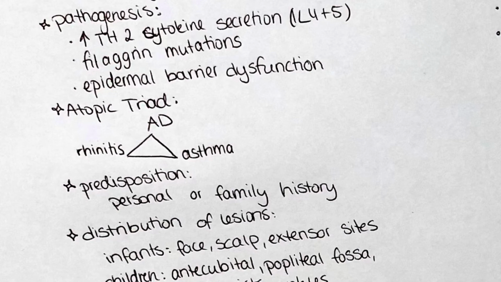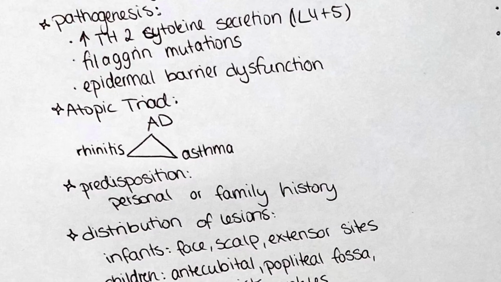The pathogenesis involves increased secretion of the Th2 cytokine, as well as interleukin-4 and interleukin-5. Also, the mutation in the filaggrin gene is thought to play a key role. Filaggrin is a group of proteins which is responsible for the keratinization of skin by keratinocytes and so has a structure-forming role in the epidermal layer of the skin.